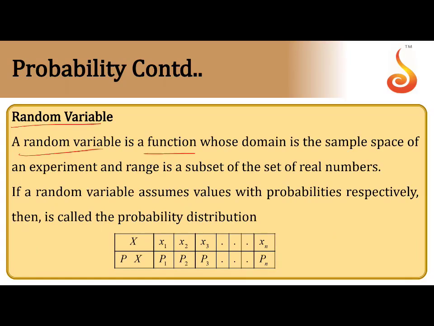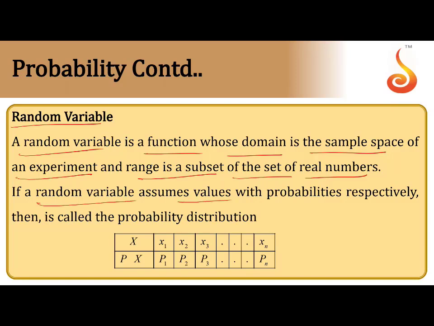A random variable is a function whose domain is the sample space of an experiment, and range is a subset of the set of all real numbers. So for solving these questions, we need to know what is domain and what is range. Range is a subset of the set of all real numbers. Now in this case, we have to prepare one table. You can take the distribution table.